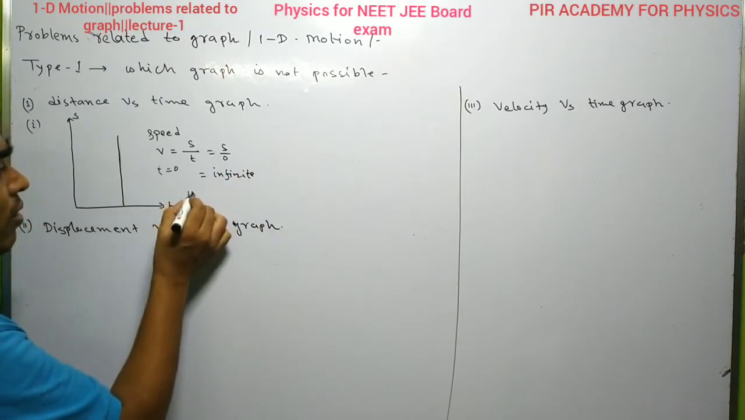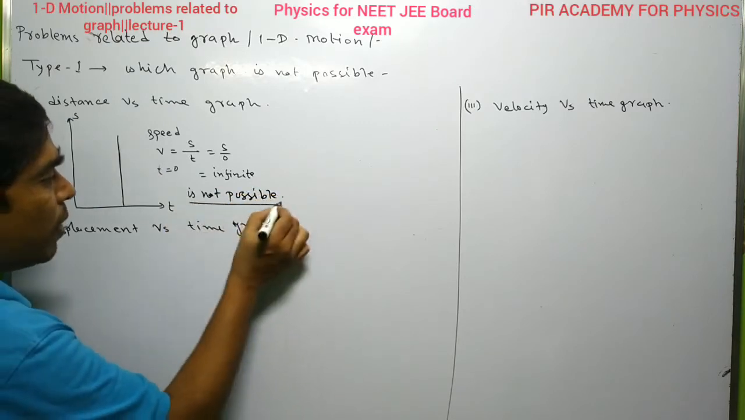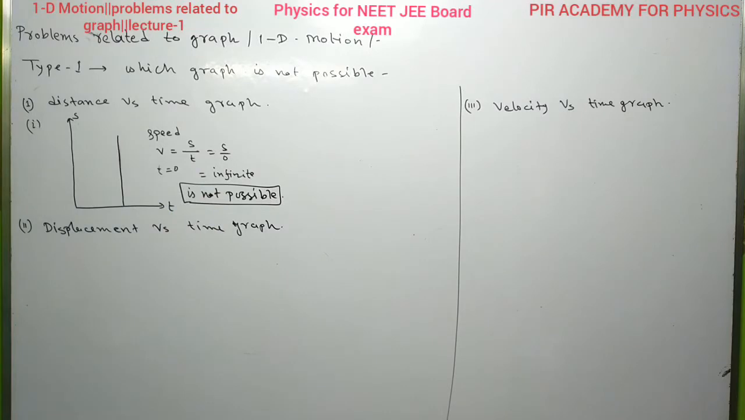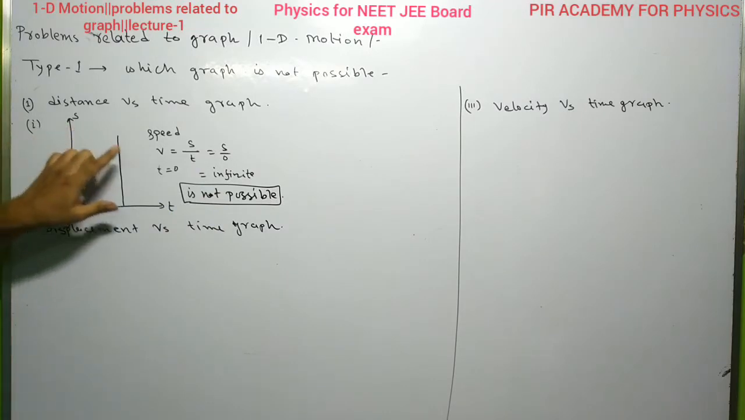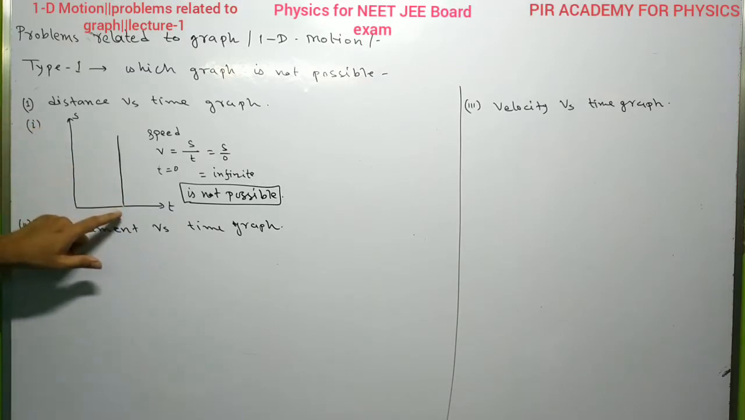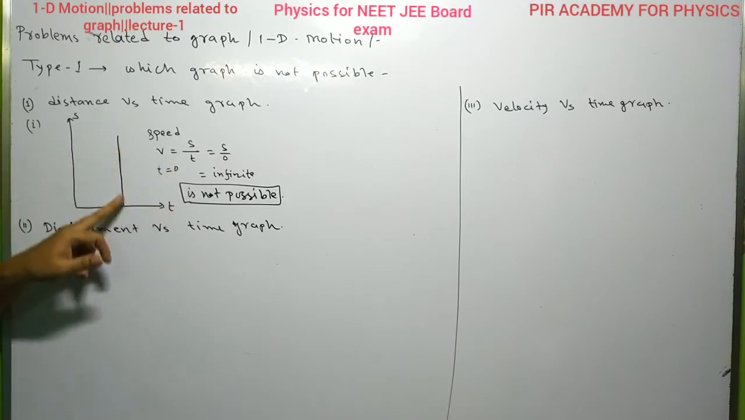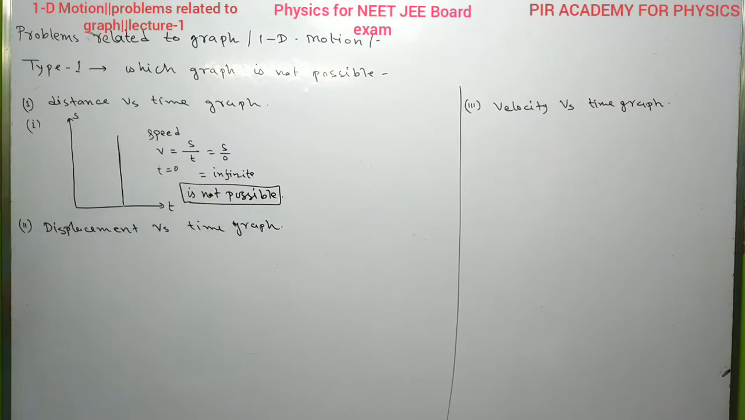So it is not possible. A particle having infinite velocity is not possible. So this graph is not possible. Here you see that this line is parallel to the axis, so the particle reaches this point from here to this point in a time of 0. So the velocity of this particle is infinite, and infinite velocity is not possible. So this graph is not possible.